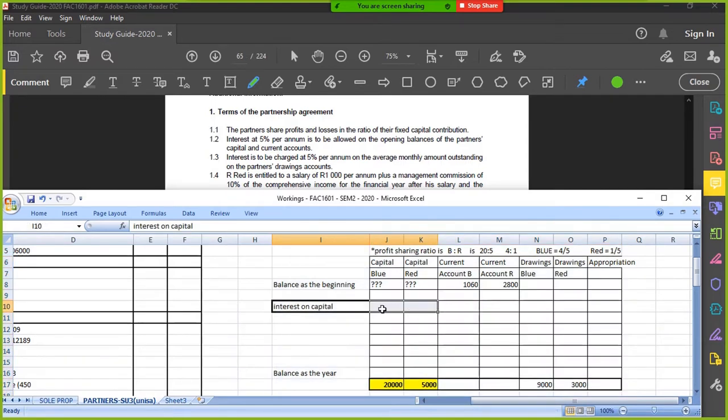Right, we don't know what it's going to be. We know it's going to affect appropriation. I'm just going to put X's there, and we know interest on capital will affect their current account. Okay, it's an entitlement. All right, we'll get those amounts later on. We know we have to put it in. We know it's 5%. Let's write that down. 5% of opening balances.